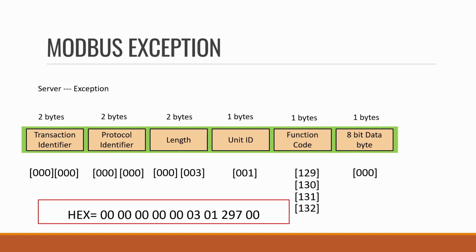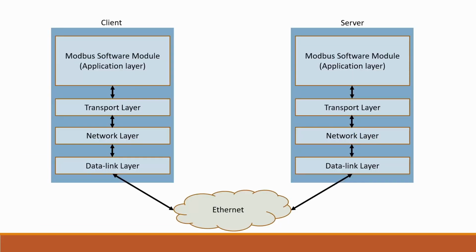So far we have only discussed the application layer, that is the application protocol data unit. We have discussed in detail every function code: function code 1 for coil, 2 for input status, 3 for holding register, 4 for input register, 5 for writing to a single coil, and 6 for writing to a holding register. Now we will see how the data packets look when they go to the transport layer, the network layer and the data link layer.